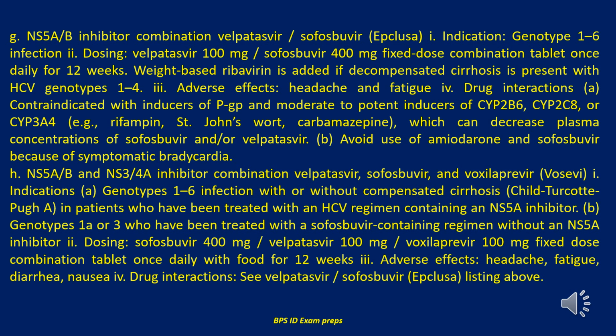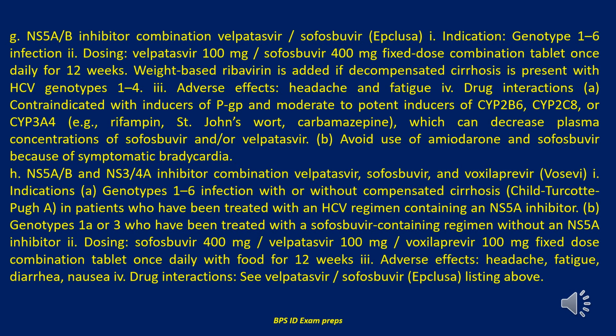velpatasvir/sofosbuvir, marketed as Epclusa. 1. It is indicated in the treatment of genotype 1 to 6 infection. 2. It is dosed at velpatasvir 100 mg/sofosbuvir 400 mg fixed-dose combination tablet once daily for 12 weeks. Weight-based ribavirin is added if decompensated cirrhosis is present with HCV genotypes 1 to 4. 3. Its adverse effects include headache and fatigue.